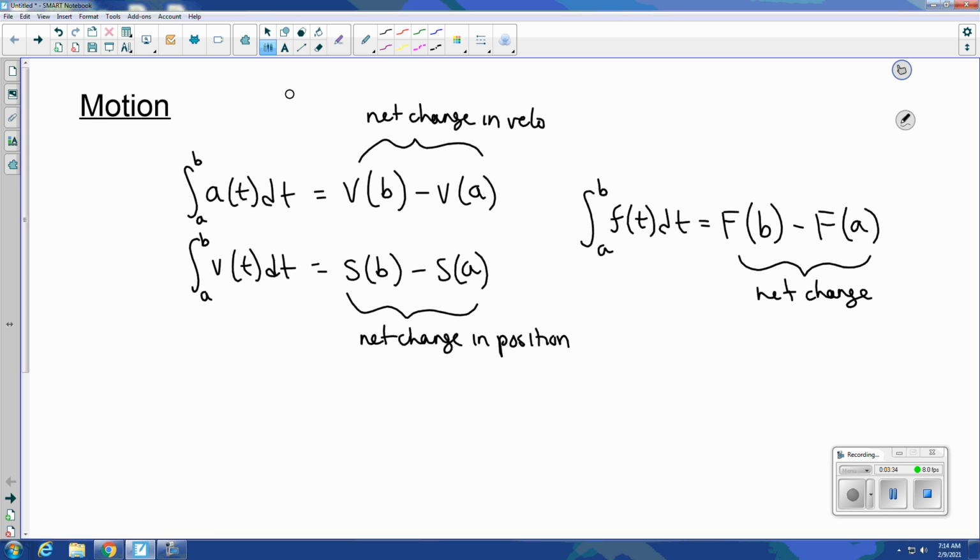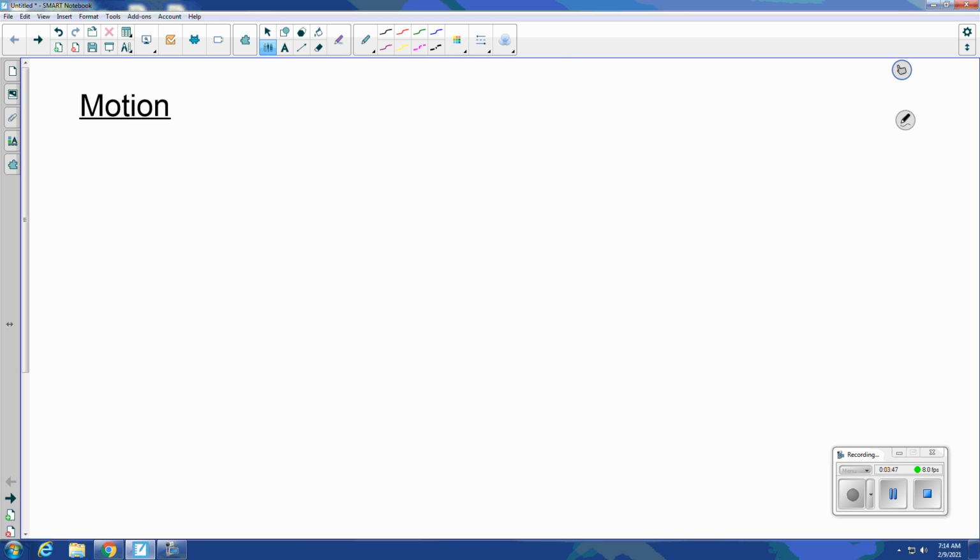Now, if integrating velocity from A to B represents a net change in position, or the net distance traveled, can we find a total distance traveled? And the answer is yes. If we want the total distance traveled from one point to another, rather than integrating velocity, which has direction, we want to just integrate our speed. And we know speed is the absolute value of velocity. So by integrating speed from one point to another, and knowing speed is just a scalar and there's no direction involved, we can calculate the total distance traveled.